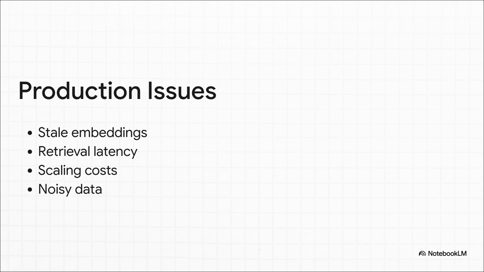You're suddenly dealing with stale embeddings, like when a document gets updated, you have to re-embed it. You get ingestion failures, retrieval latency that annoys your users, and massive, massive scaling costs. And critically, access control. A basic employee query absolutely shouldn't retrieve data from the CEO's private HR files. Managing those permissions at the vector level takes serious engineering discipline.